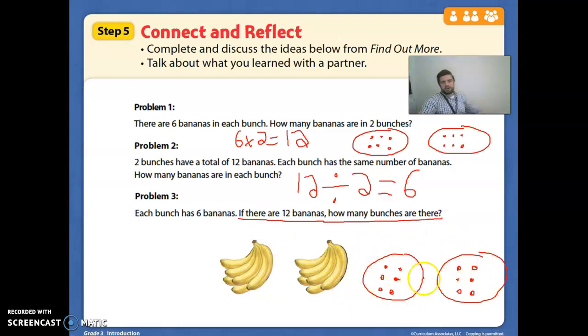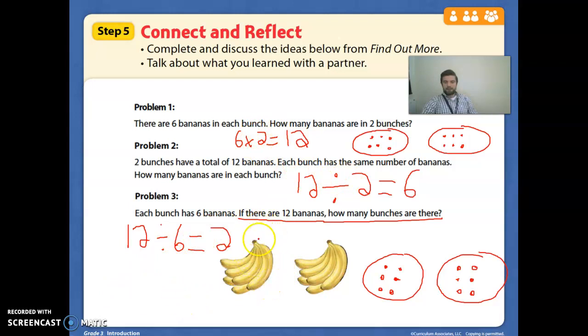Remember, each circle represents our bunch. Let's make sure we have 12 bananas in this picture. 1, 2, 3, 4, 5, 6, 7, 8, 9, 10, 11, 12. Looks like we have another division problem here. 12 bananas in groups of 6. So divided into groups of 6 equals how many? 1, 2. Looks like we have 2 bunches. 12 divided by 6 equals 2. And if you notice, these are all in the same fact family.